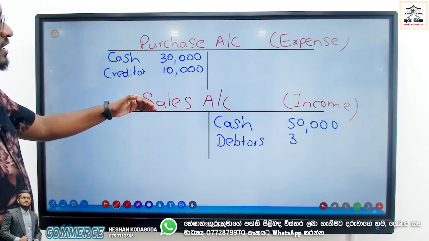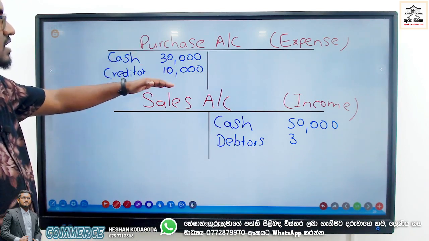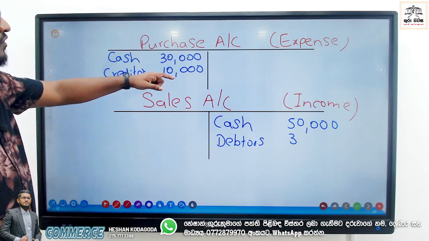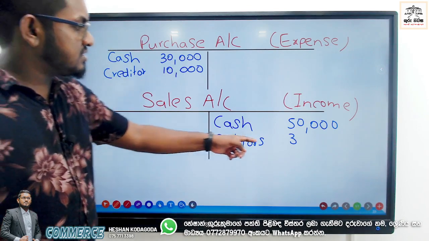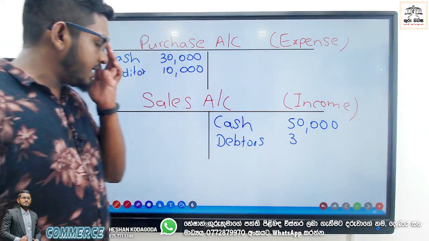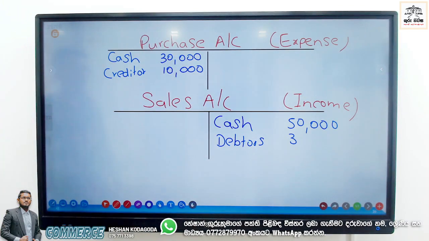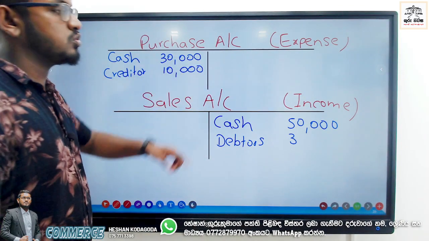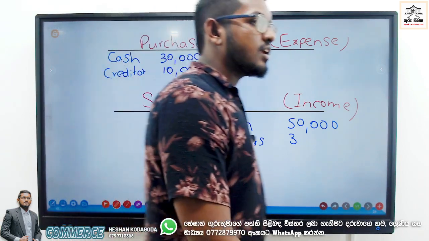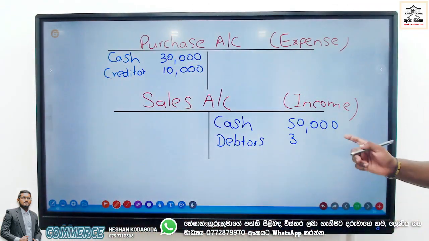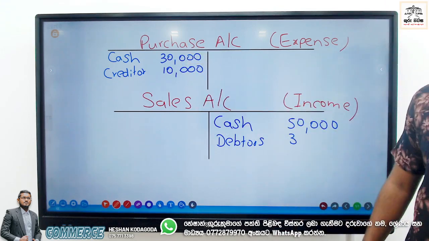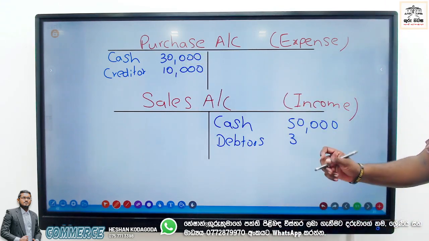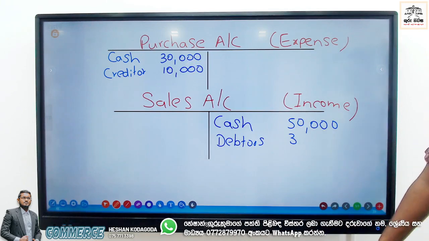Now see, in the purchase account, the balance brought forward is 40,000 on the debit side. In the sales account, the balance brought forward is 50 plus 30, which means 80,000 on the credit side. Nothing on the other sides.